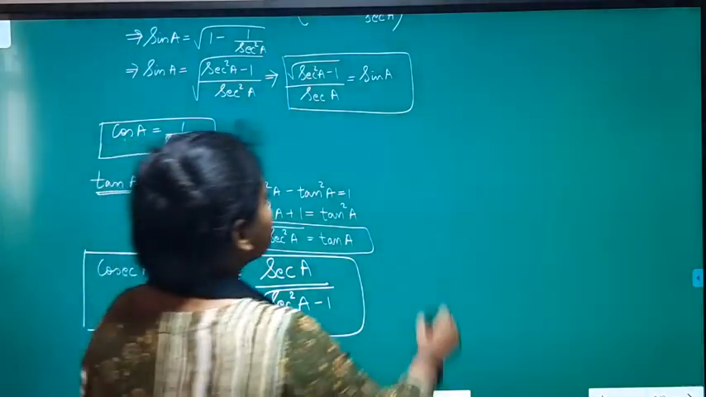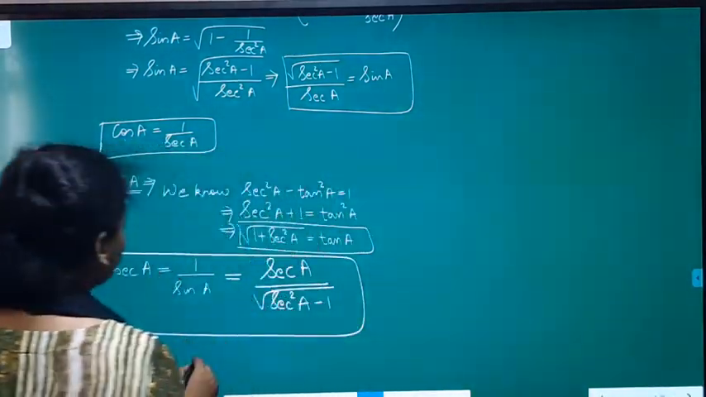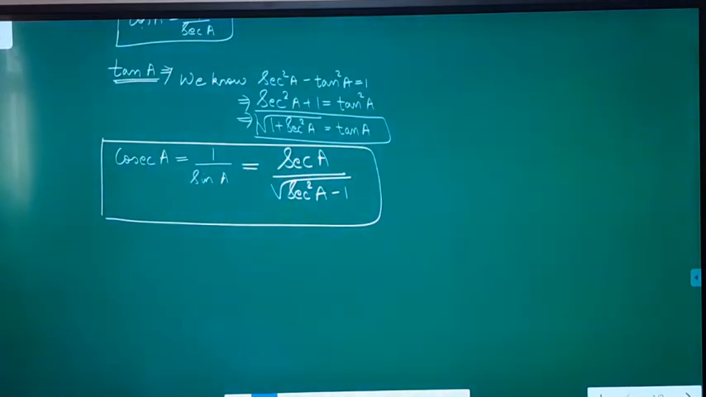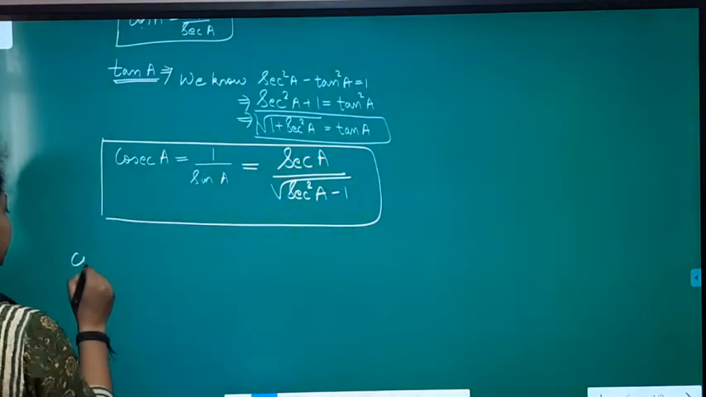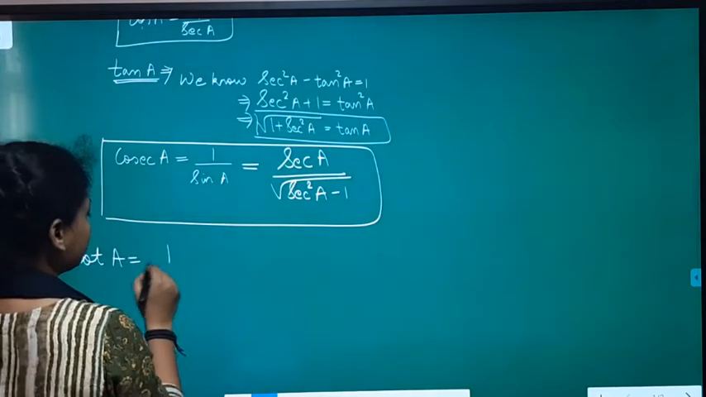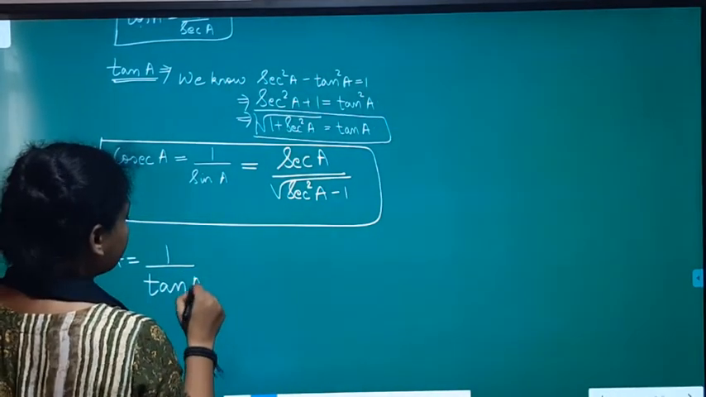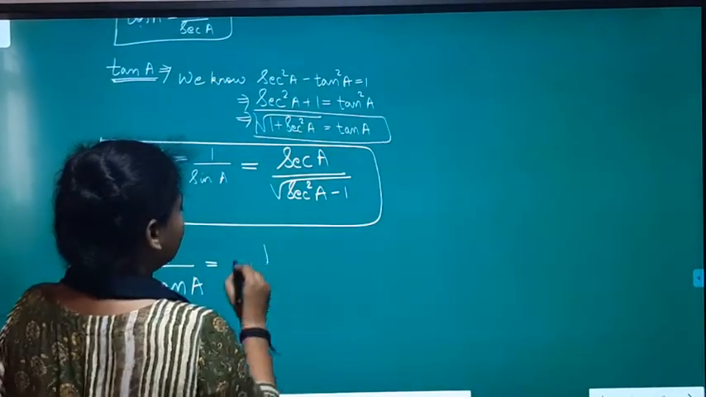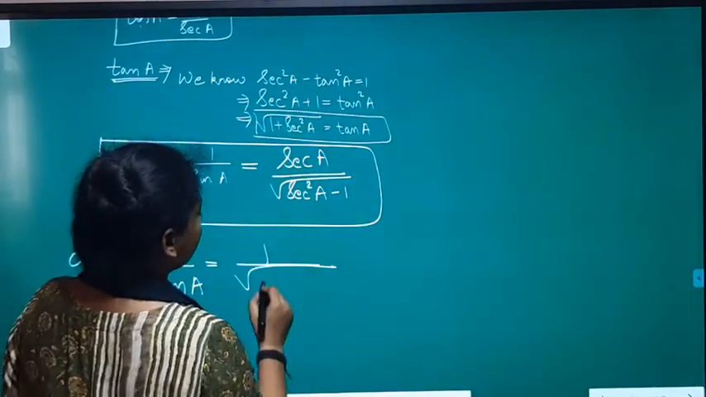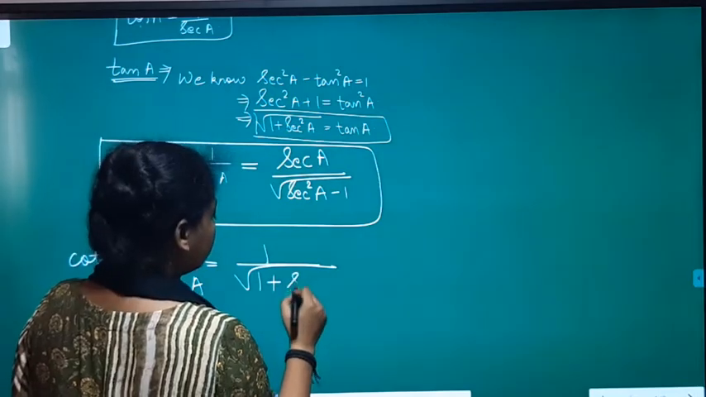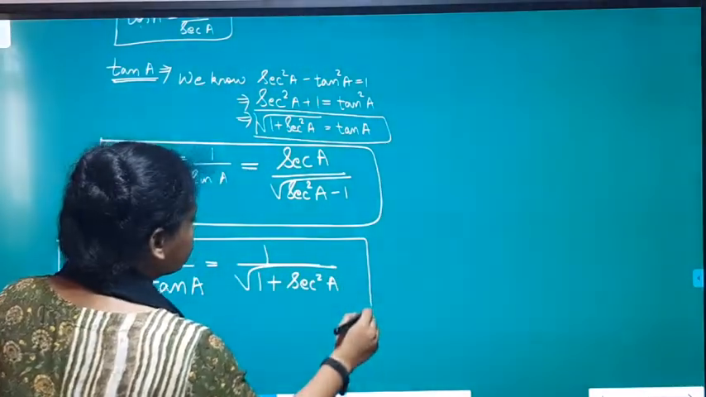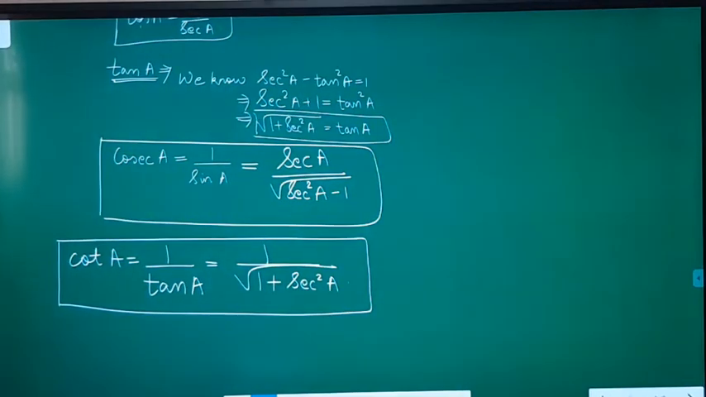Last but not the least, we have to express cot also in terms of sec. So we know cot is the reciprocal of what? Cot is the reciprocal of tan. So cot A is equals to 1 upon tan A. And the value of tan in terms of sec was what? This value. So we can write this as 1 upon under root sec square A minus 1. So this is how we are expressing cot in terms of sec. This completes our second question.